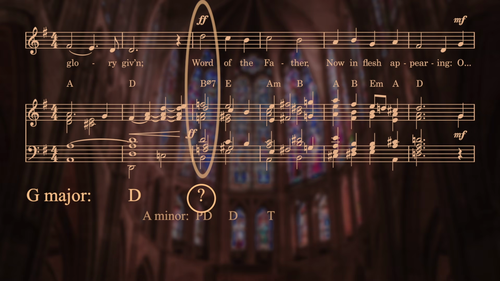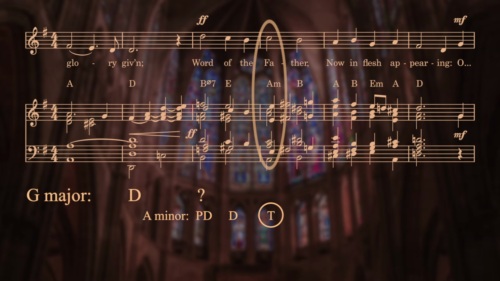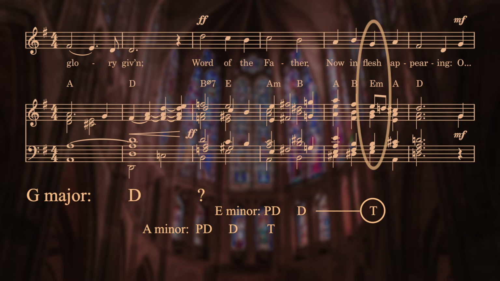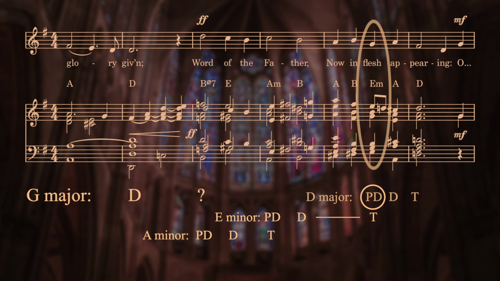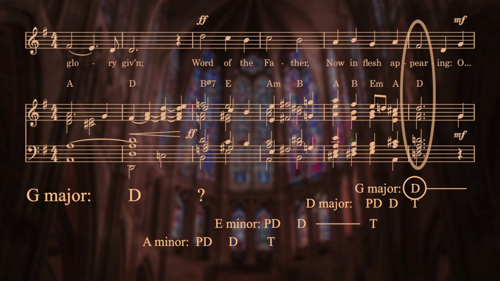First, it is an applied predominant harmony, which leads to this A minor chord. That chord is in turn an applied predominant harmony leading to an E minor chord. And that is in turn yet another applied predominant going to the dominant here, D major, which finally brings us home because that chord is 5 in the key of G major.